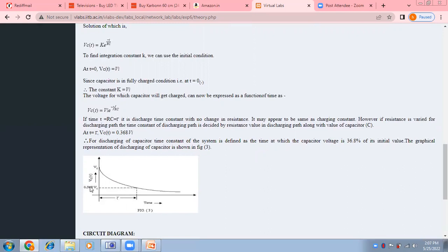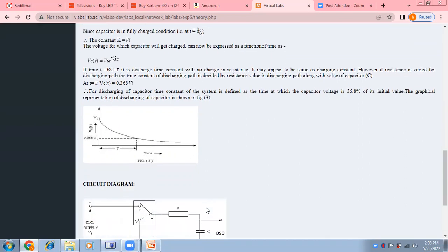The graphical representation of discharging of the capacitor is shown here. Initially my voltage across the capacitor is maximum, that is Vs, and as soon as I short it through resistance R, the capacitor voltage reduces and reaches 0 at time t equal to infinity. The time constant tau can be defined as the time required for the curve to drop down to 36.8% of its initial value. That is nothing but my time constant tau.